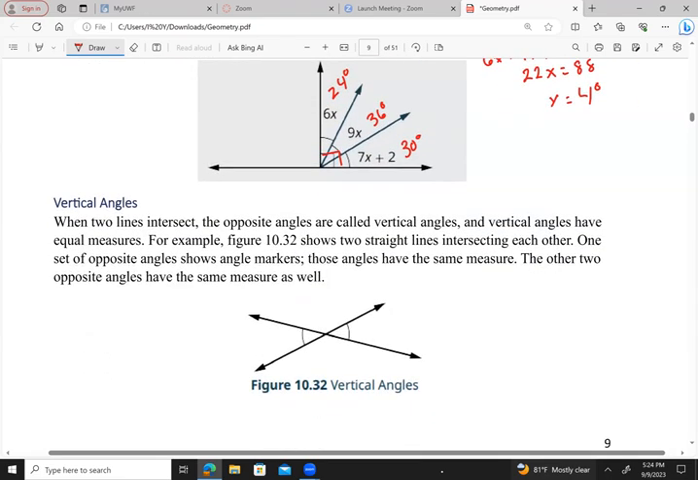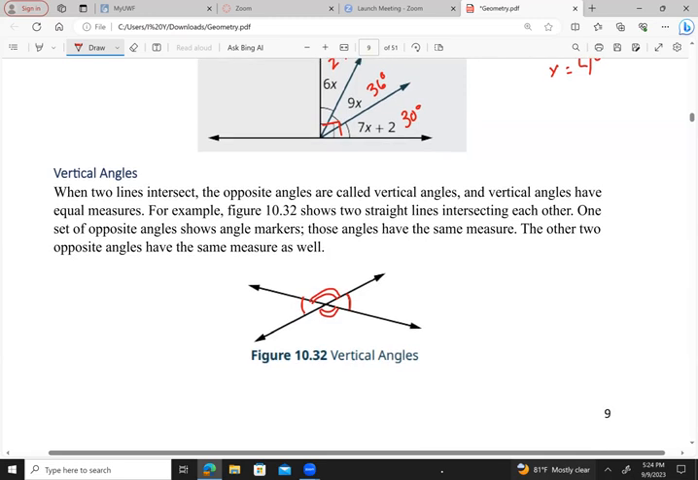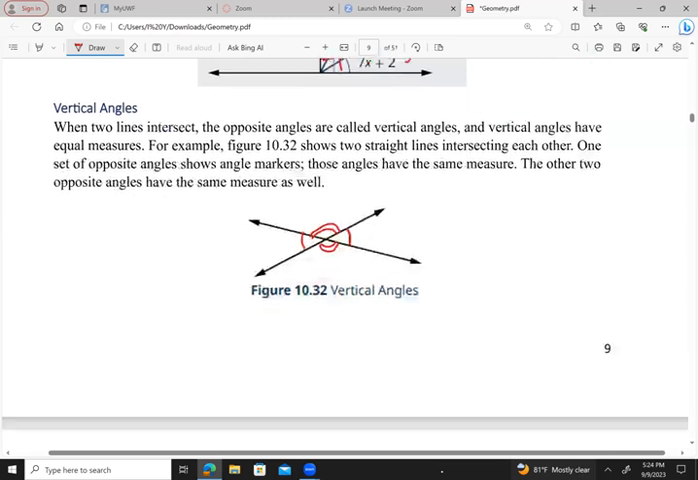When two lines intersect, the opposite angles are called vertical angles. And vertical angles have the same measure. The figure below shows two straight lines intersecting each other. One set of opposite angles shows angle markers. These angles have the same measure. That's why we have this. The other two opposite angles have the same measure as well, and we could signify that by going like this to show that they're equal to each other, but not to the other two.